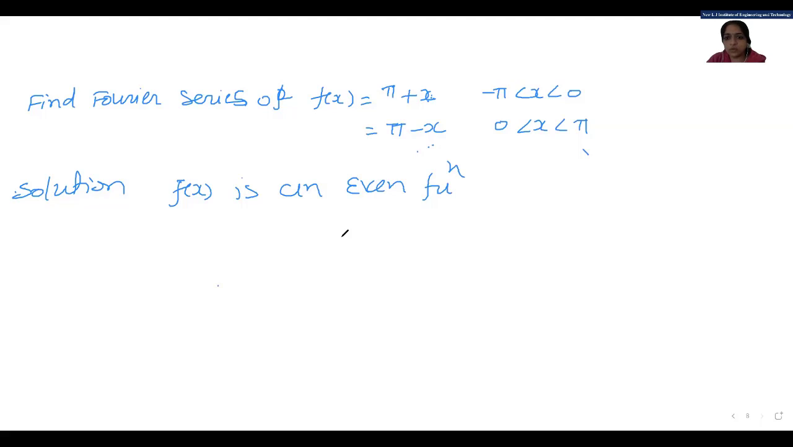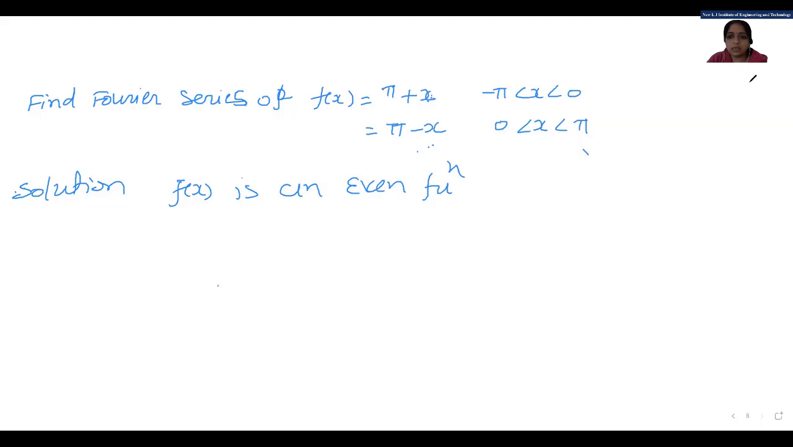Do you have any query? Do you have any doubt about how to check an even function or odd function for the discontinuous function? Okay. So again, one last time I repeat.